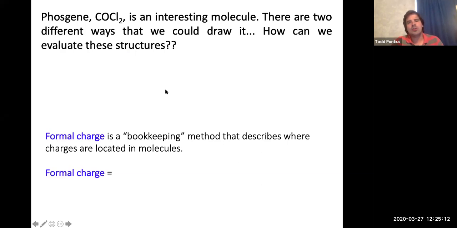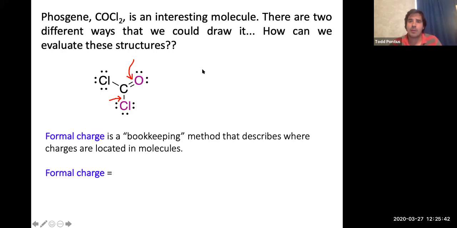In order to do this, let's look at a molecule called phosgene, COCl2. There are actually two appropriate ways that we can draw a Lewis structure for this. One way looks like this, where everything has its octet filled up. So this is a good structure. You'll notice here that we've got a double bond right there and a single bond on this chlorine.